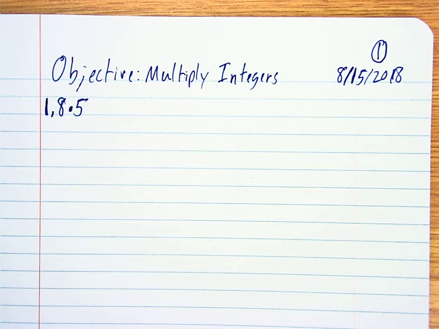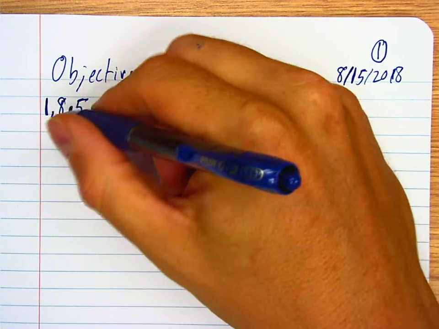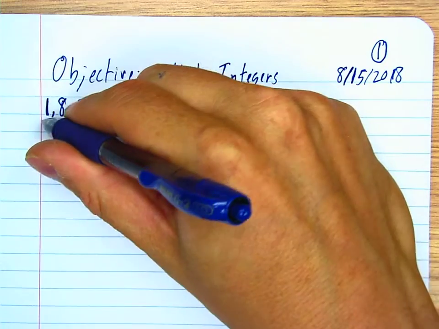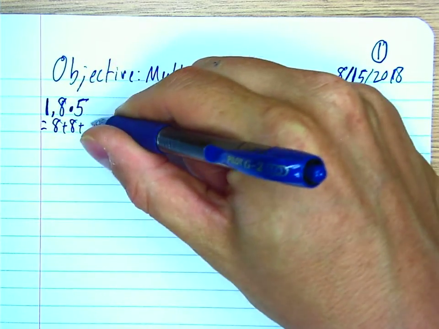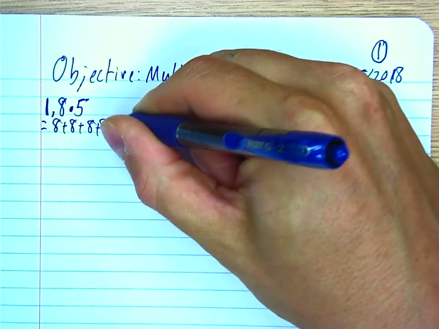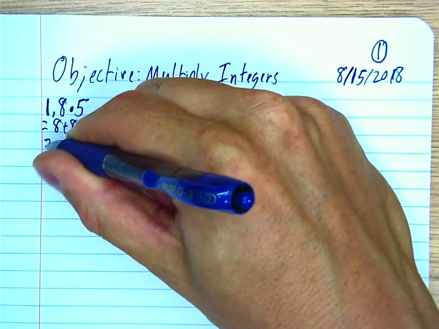So if I add 5 groups of 8, in other words, 8 to itself 5 times, I have 8 plus another 8 is 16. That's 2 8s, that'd be 8 times 2. Plus another 8 is 24. Plus another 8 is 32. Plus another 8 is 40. So again, this is 5 groups of 8, 8 plus itself 5 times, which is 40.